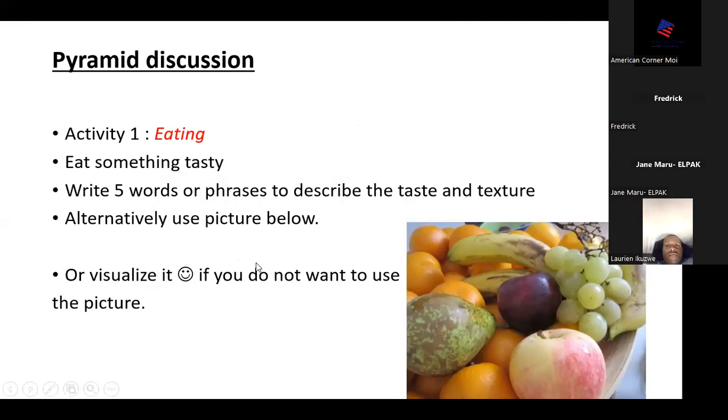So I'll stop sharing for 1 minute. Just give me a minute. We are going to go into breakout rooms. But before we go into breakout rooms, we are going to start with our first activity. In our first activity, we are calling it the eating activity.